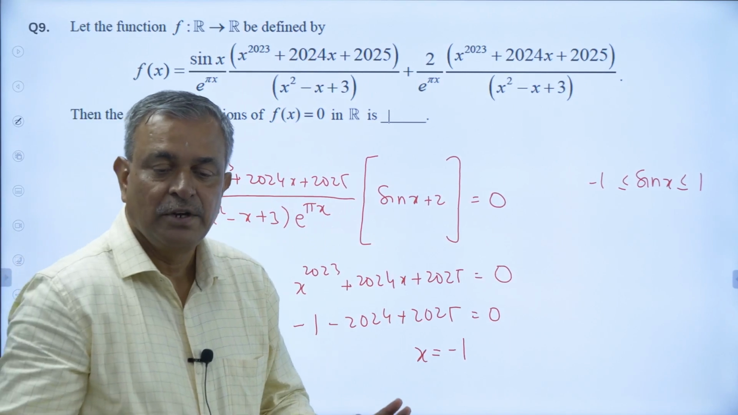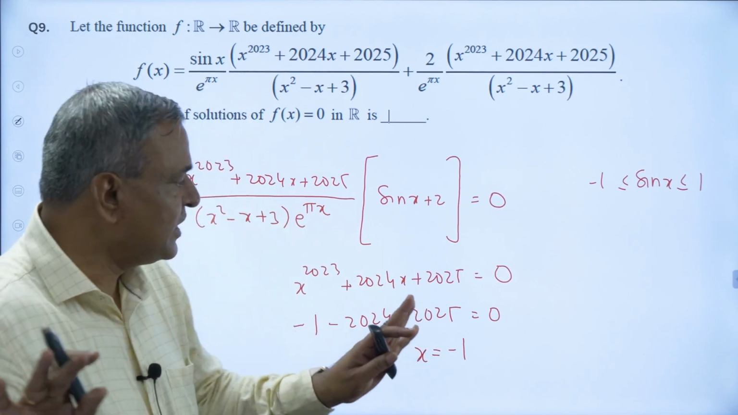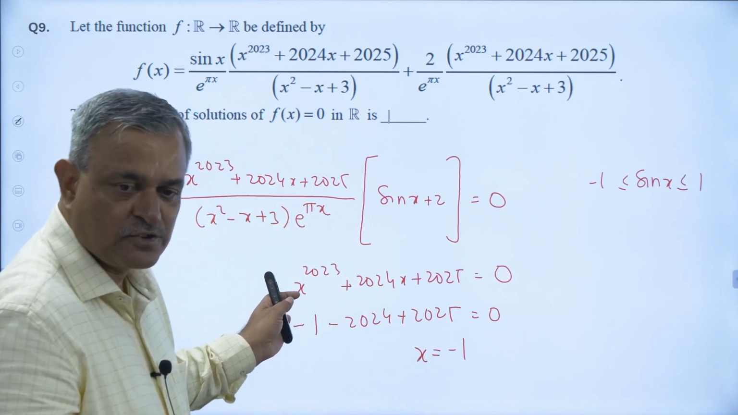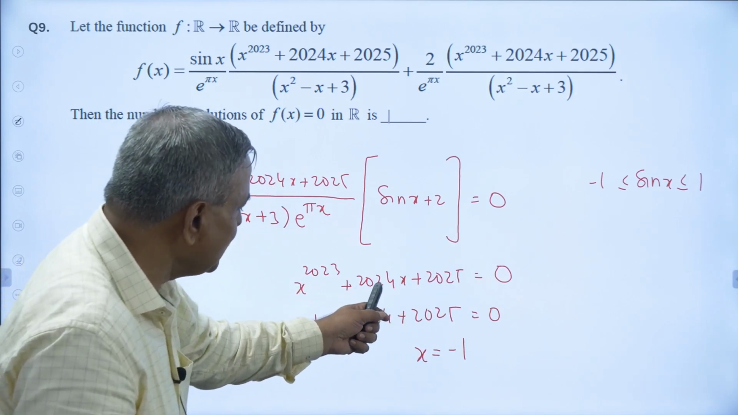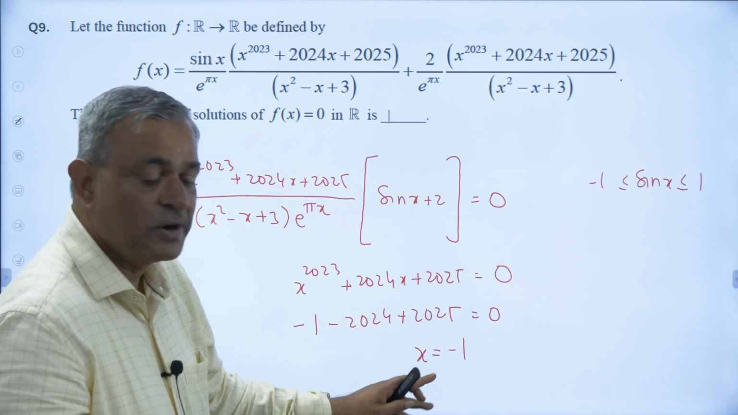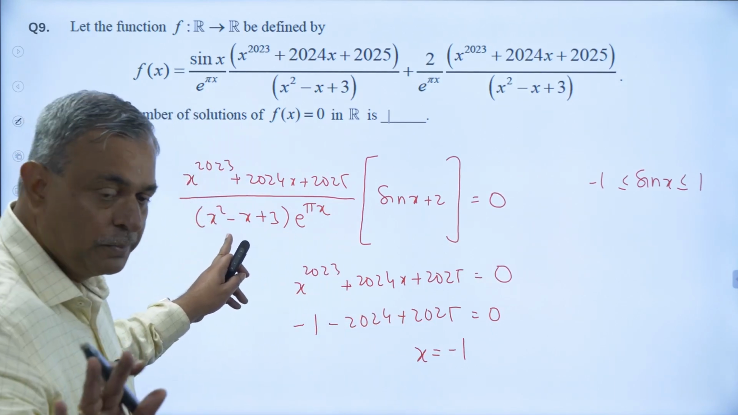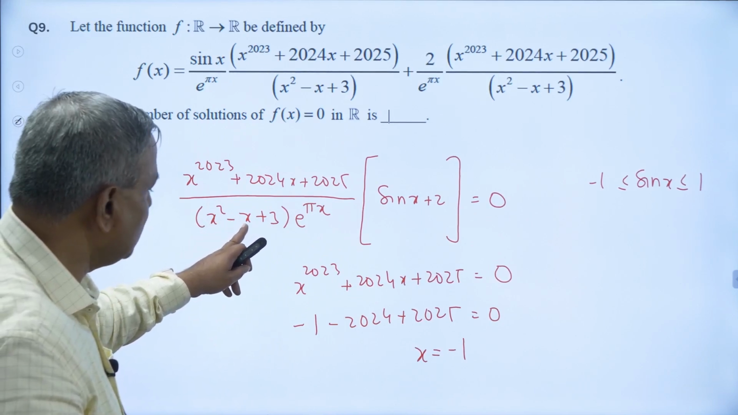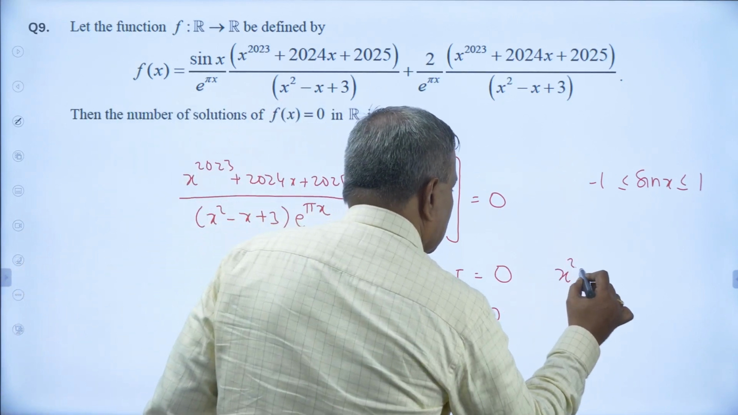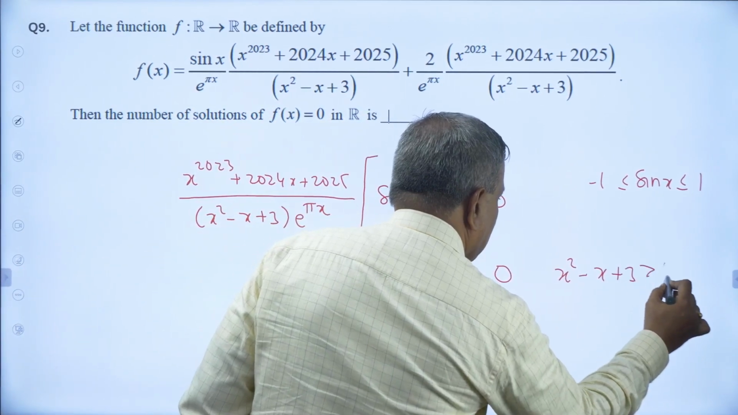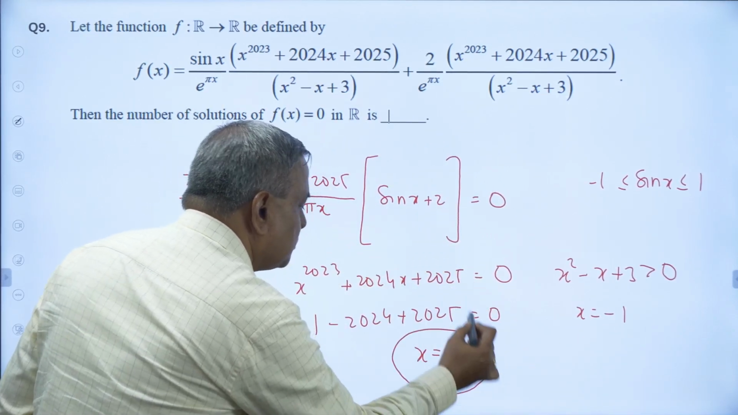Don't use the extra brain. Drawing the graph of it, where the horizontal slope is coming, where it is cutting the x-axis, is not required at all, because as x is equal to minus 2, minus 3 and so on, it's a very big number. Observe 2023, 2024, 2025. Very cleverly they want it. But you have to observe one more thing: at minus 1 the denominator should not become 0. Minus 1 becomes 1 plus 1, 2, plus 3, 5, positive. So x square minus x plus 3 is greater than 0 for x equal to minus 1. No danger at all. So only one solution, x equal to minus 1.